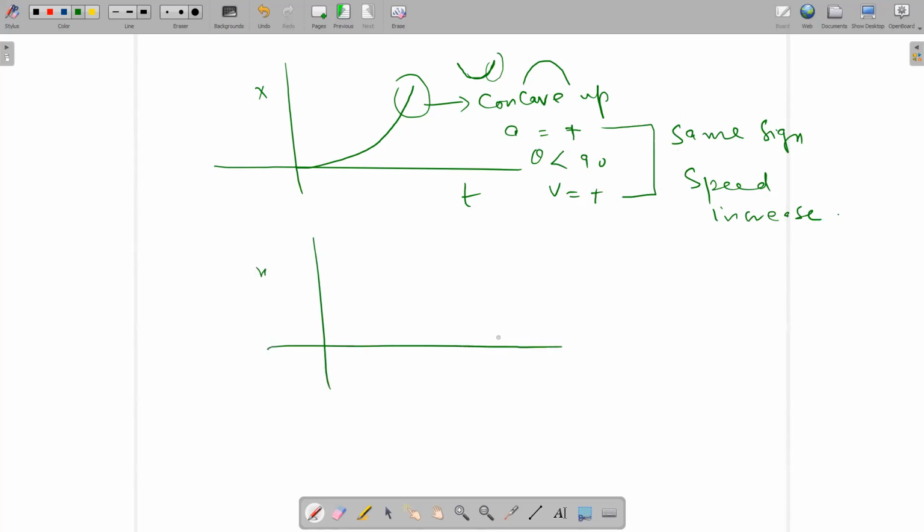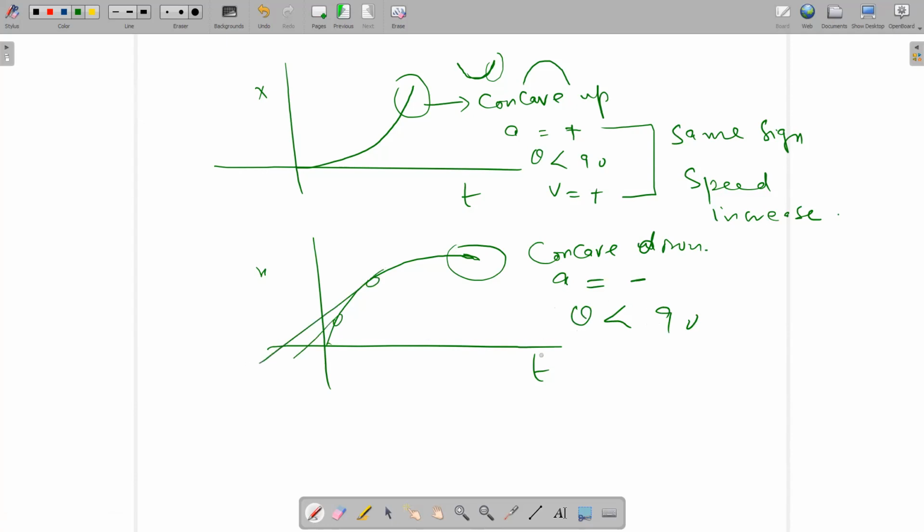And then in the xt graph, if I make it like this, the concave is not up, it is down. So concave is down. If concave is down, then A will be negative. And theta is less than 90. In this case, theta is less than 90, which means V is negative and decreasing.